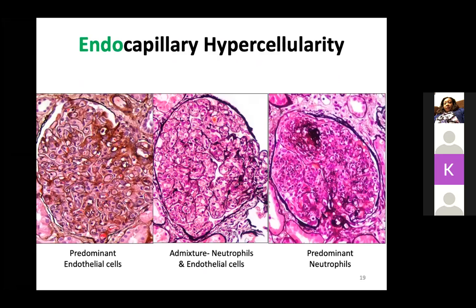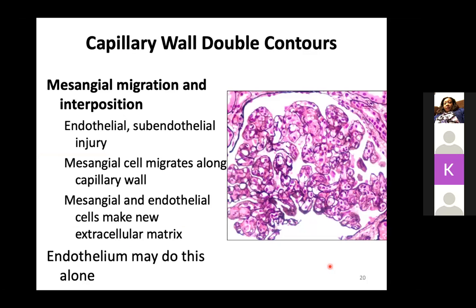However, when I say endocapillary hypercellularity, it is that white capillary space which is occupied by these cells. This region is occupied by different kinds of cells. It could be only endothelial, a mixture of neutrophils and endothelial cells, or predominantly neutrophils. What I'm again trying to indicate here is that the type of cells will also matter in my final interpretation.